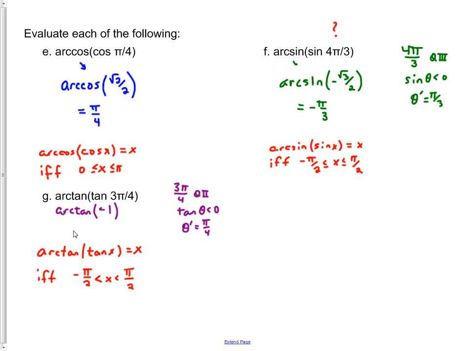And we would say that this has to be an angle between negative pi over 2 and positive pi over 2. And therefore that arctangent of negative 1 has to be negative pi over 4, because it's the only angle on the interval from negative pi over 2 to positive pi over 2 whose tangent is equal to negative 1.